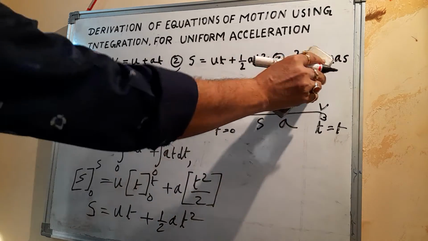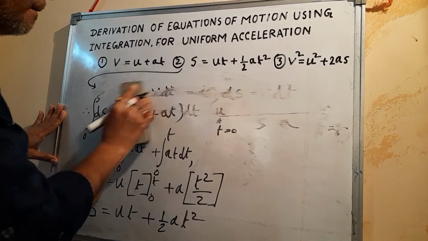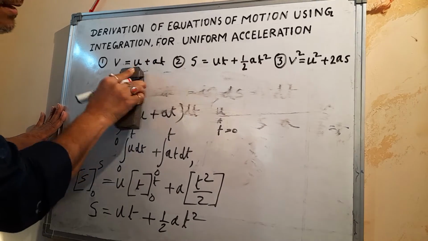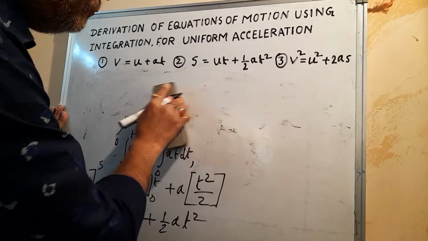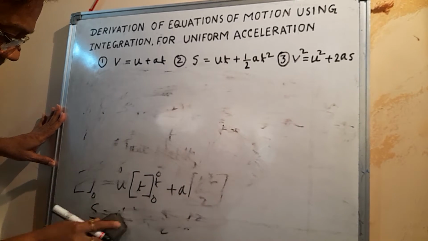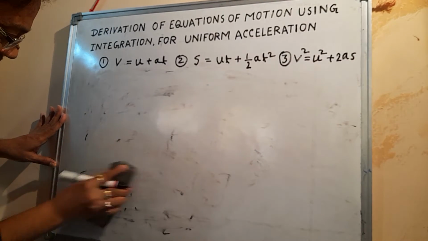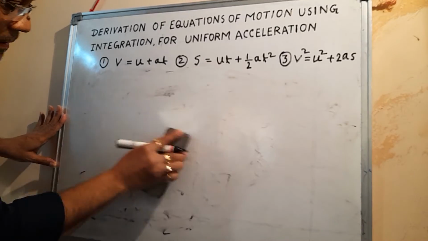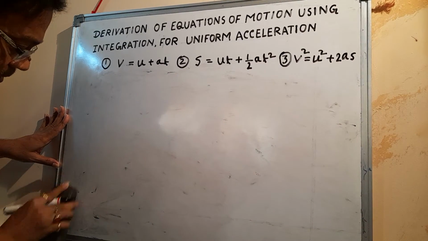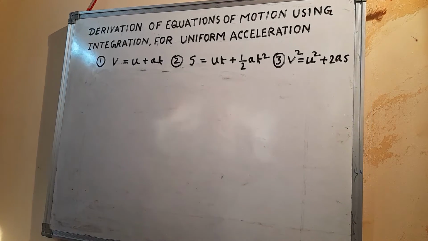Now we will derive the third equation of motion, which is v square equals u square plus twice as.